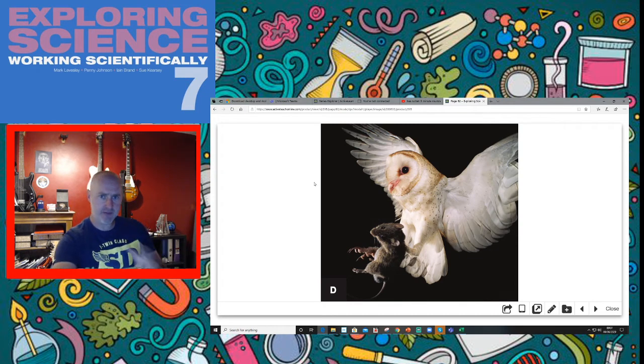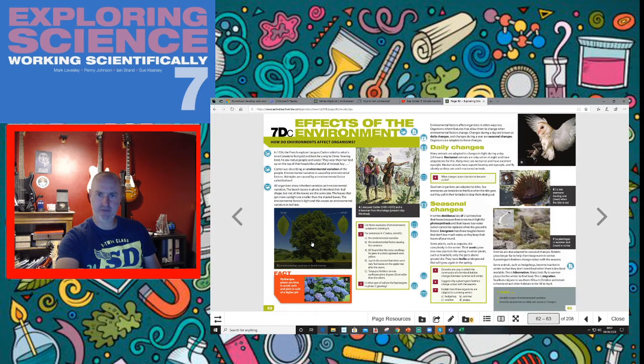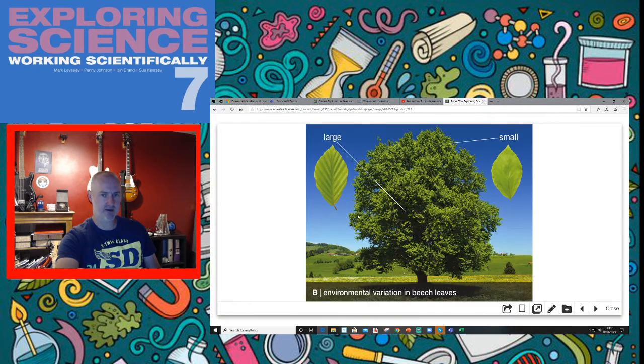However, I've used size as an example for both, but let's have a look at what we said for the tree and what we said for the owl.